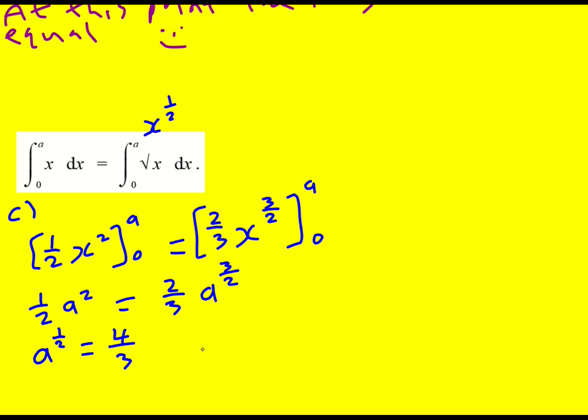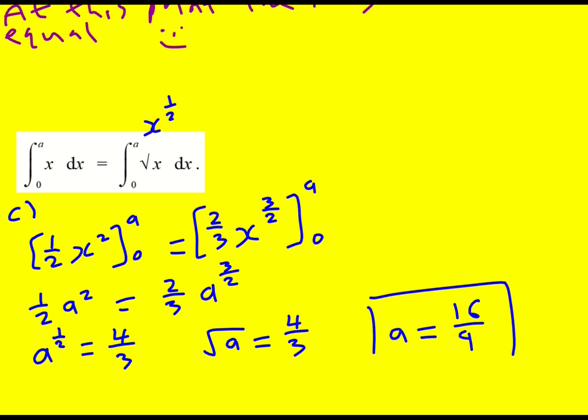Now that's the square root of a, remember, square root of a is 4/3. So a, if we square each of these, will be 16/9. That is the value of a where the two integrals are equal.